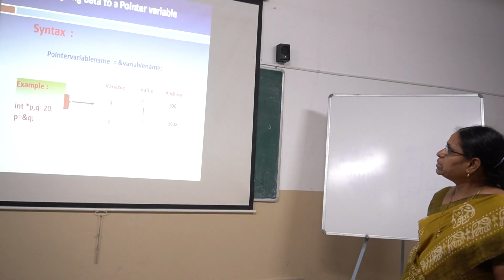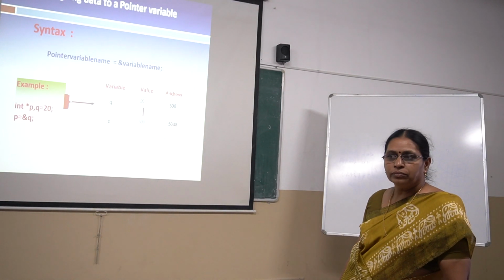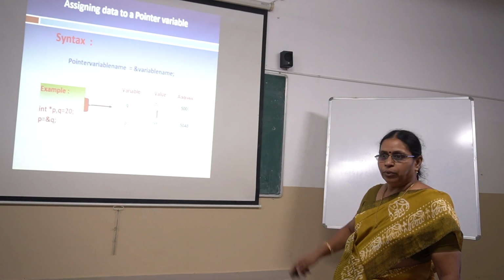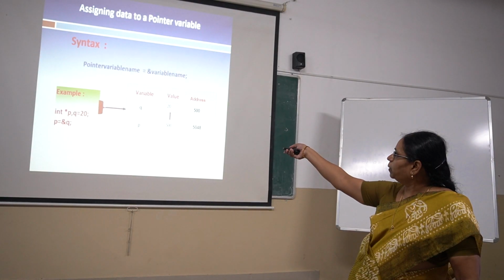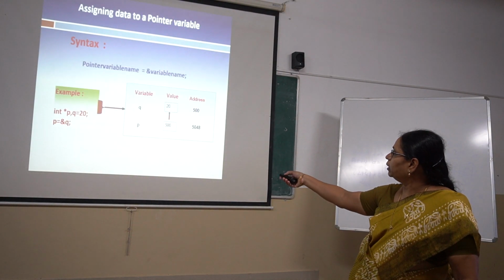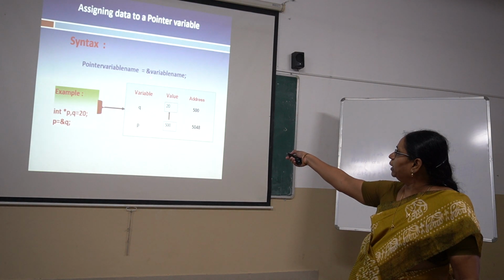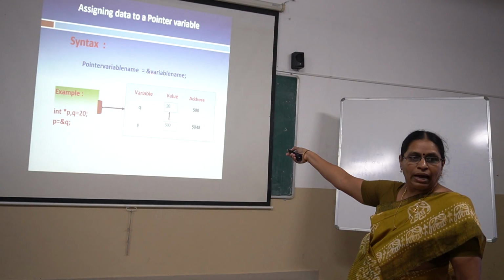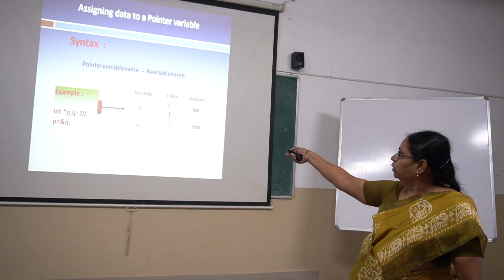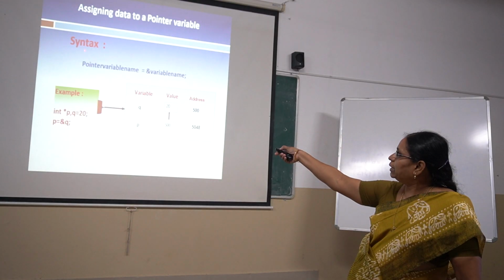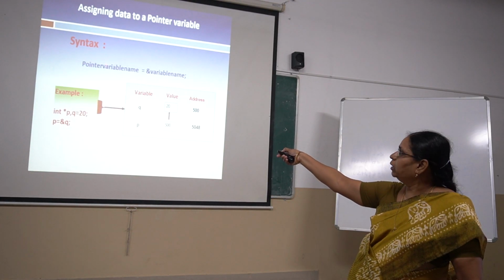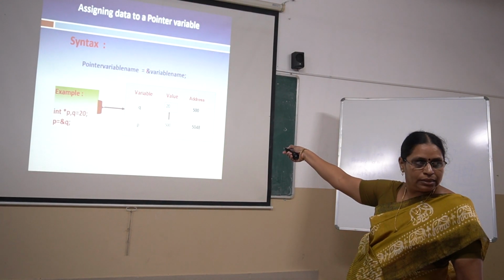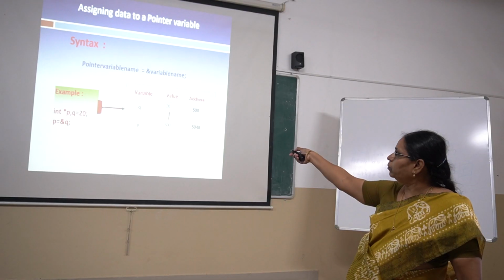Here is how we can assign data to a pointer variable. If I want to fetch the data stored through a pointer variable, I can use the asterisk operator. The general format is: pointer variable name equal to, the symbol ampersand, which gives the address, followed by the given variable name.